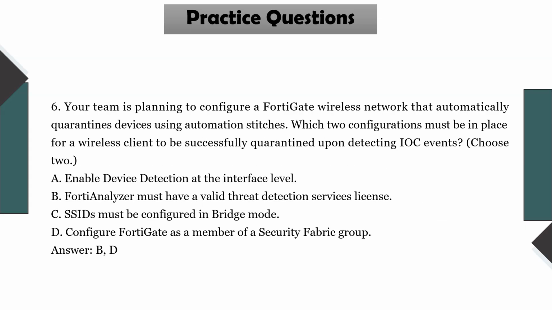6. Your team is planning to configure a FortiGate wireless network that automatically quarantines devices using automation stitches. Which two configurations must be in place for a wireless client to be successfully quarantined upon detecting IOC events? Choose 2. A. Enable device detection at the interface level.